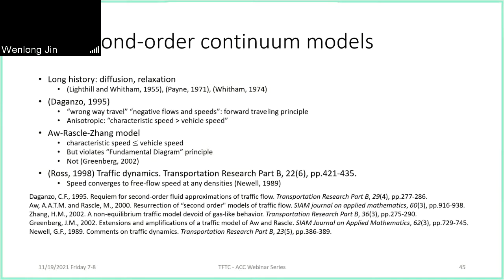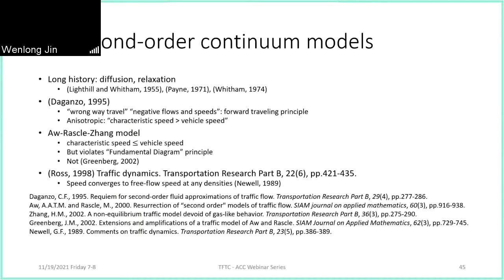But as pointed out in 1995 by Daganzo and other researchers, this diffusion version leads to runaway travel and negative flows and negative speeds. Basically this violates the forward traveling principle, as we discussed earlier. Again, this principle is very simple, common sense. But another criticism was taken more seriously.